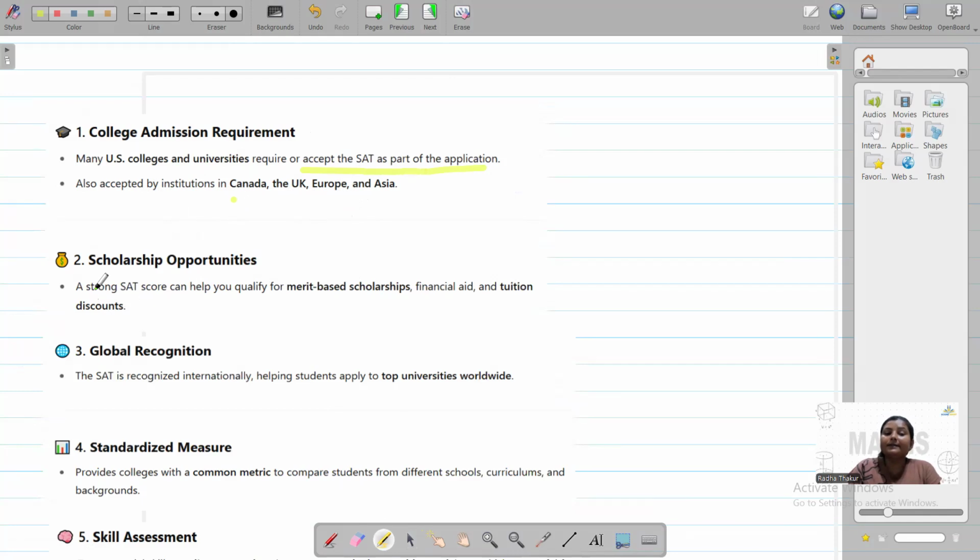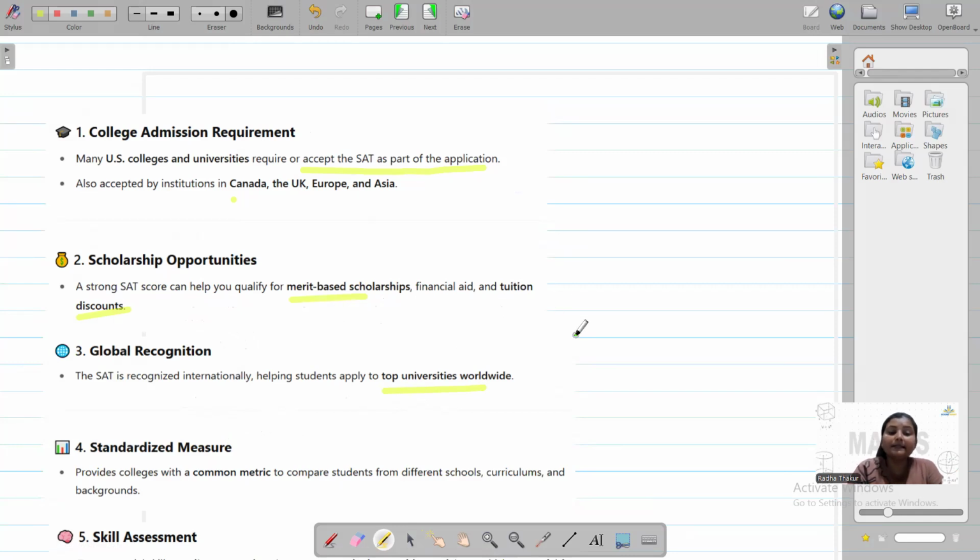Next is scholarship opportunity. If your score is very good, your merit is very good, if you are scoring maybe 1500 plus, there is a chance to get a scholarship opportunity. A strong SAT score can help you qualify for a merit-based scholarship. This is very useful. You may get financial aid and tuition discounts. Also, global recognition: this score is internationally recognized and accepted by top universities worldwide. That's why it is very important.